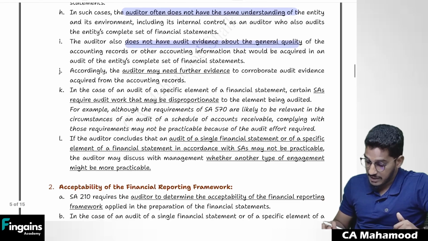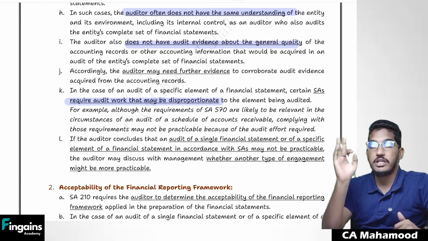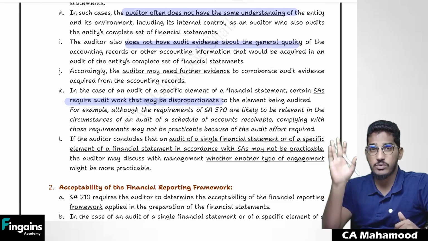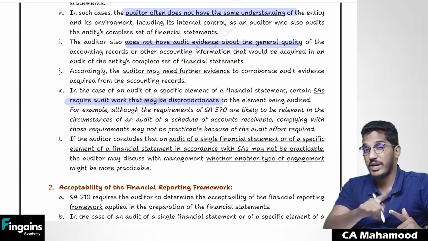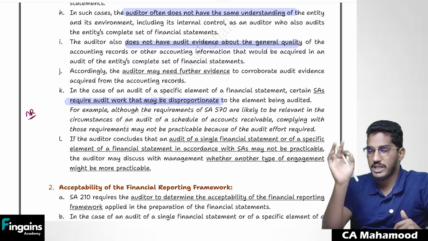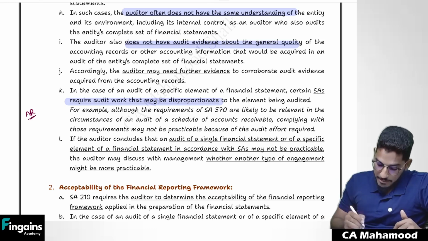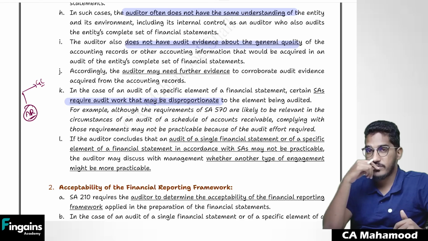And in some circumstances, you might be required to do a lot of disproportionate work. That means whatever commitment you have given and what you are supposed to do, there will be quite a mismatch. For example, a client has come to you and asked you to audit only accounts receivable, only debtors they are asking you to verify. But while verifying those debtors, even I need to consider the going concern assumption also.